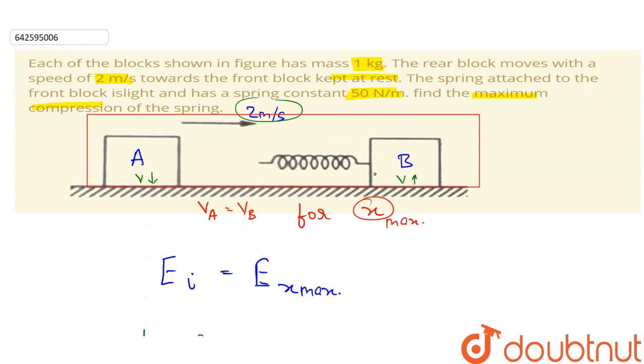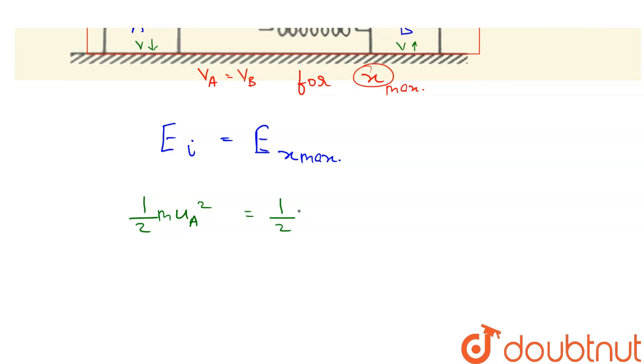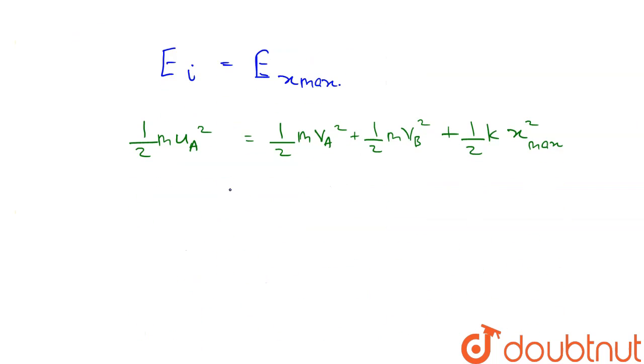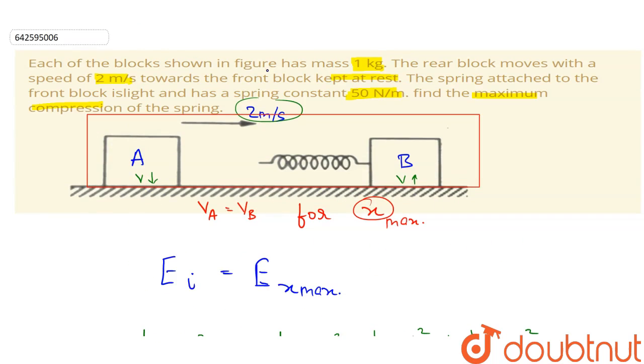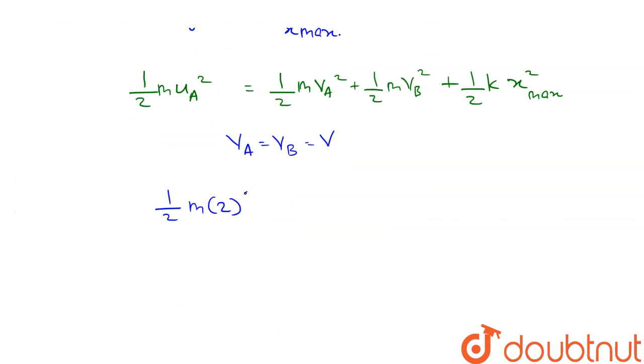At the point of maximum compression of the spring, both the velocities will be the same. Therefore, the energy is half m VA square plus half m VB square plus half into K into X max square, where X max is the maximum compression of the spring. Since VA is equal to VB, we can denote them as simply V. Therefore, half into m into UA, which is 2 meter per second, 2 square is equal to half into m into V square plus V square plus half k x max square.